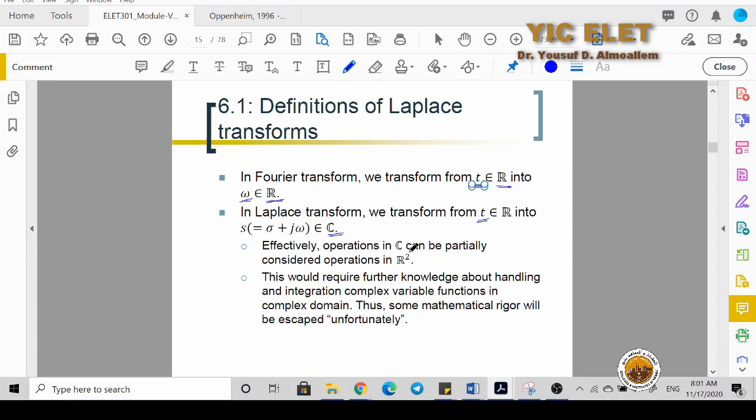Effectively, operation in complex can be partially considered as operation in R2. This means that we have two axes, omega and sigma. This is called R squared. So we have this real axis and we have this real axis. This would require further knowledge about handling the integration of complex variable functions in the complex domain. Thus, some mathematical rigor will be skipped, unfortunately.